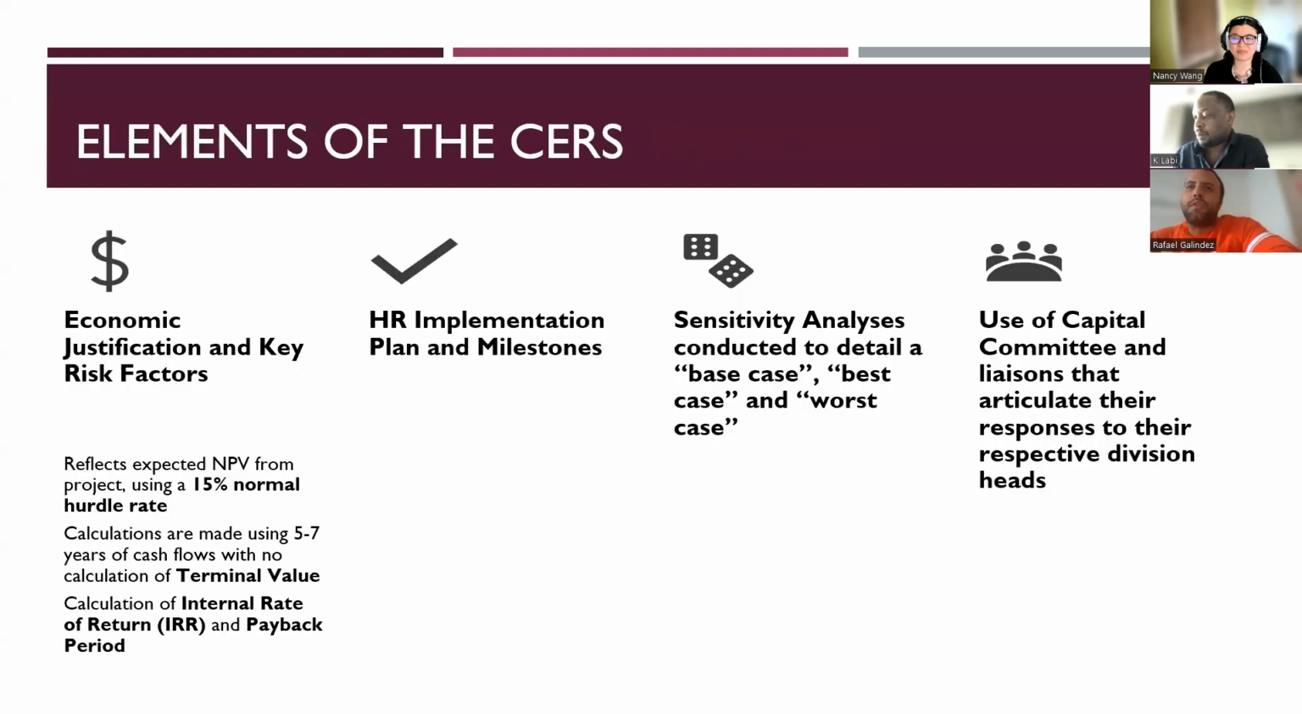Next slide, please. Perfect. So some of the elements that we see on the CERs, initially, there's the economic justification and key risk factors. Initially, they use a 15% normal hurdle rate for their NPV calculations. So any project that's under that 15% is generally not undertaken by the firm. Calculations are generally made using 5 to 7 years of cash flows. There's no calculation of terminal value. So in that way, it's not really related to corporate finance theory. But there is calculation of internal rate of return and payback period.